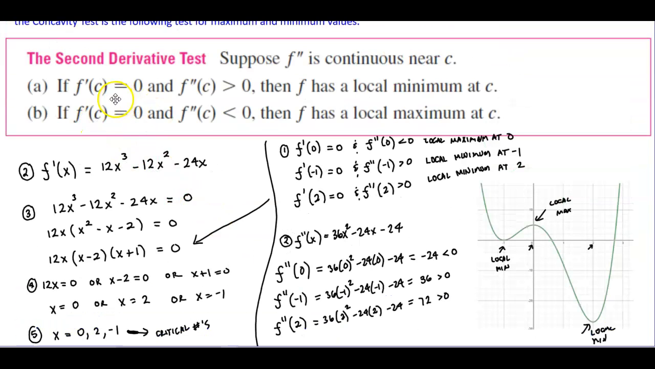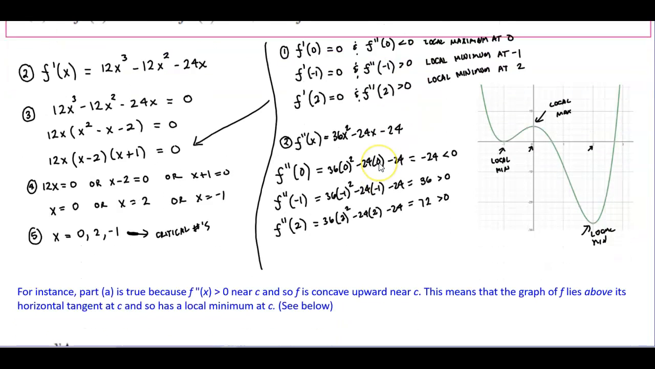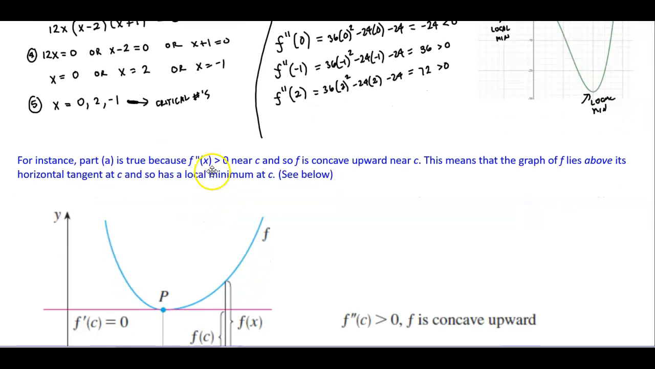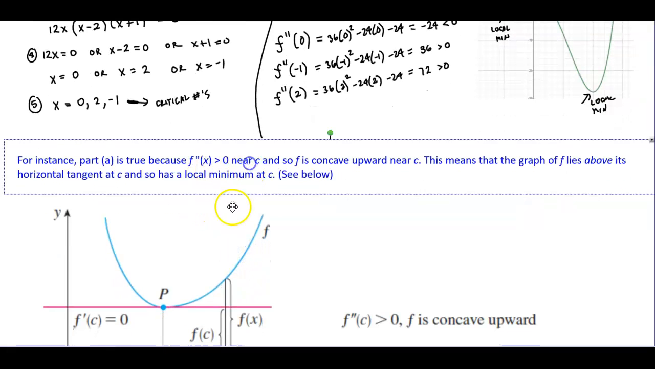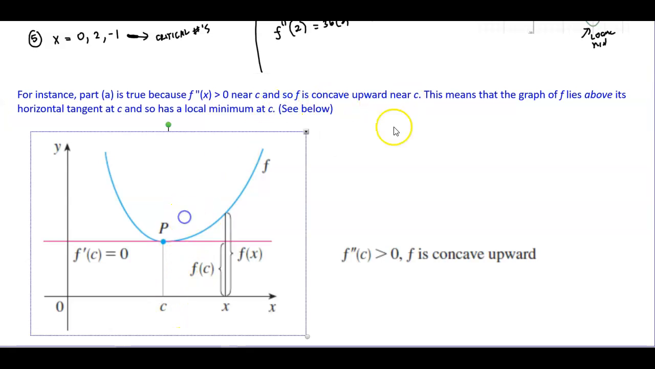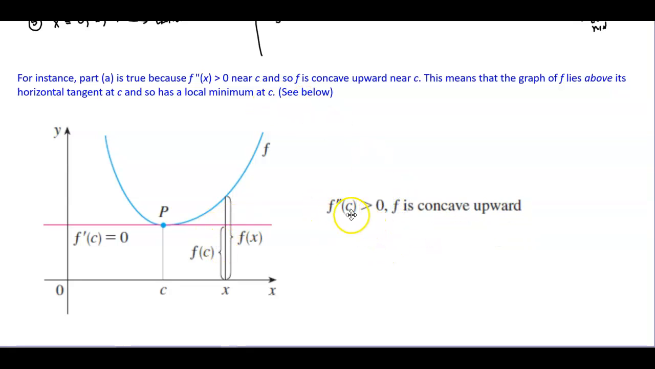Okay, now if we take a look at part A, it's meaning that if f prime of c is equal to 0 and the second derivative of c is greater than 0, then f has a local minimum at c. So for instance, part A is true because the second derivative is greater than 0 near c. And so if f is concave upward near c, this means the graph of f lies above its horizontal tangent at c, and so has a local minimum at c, as you can see here below. So this tells us that the second derivative at c being greater than 0 is considered concave upward.